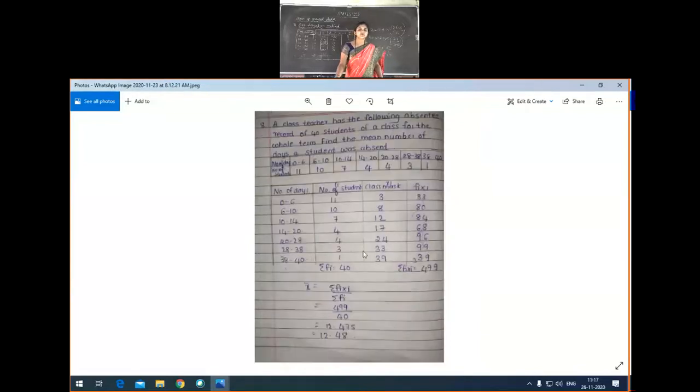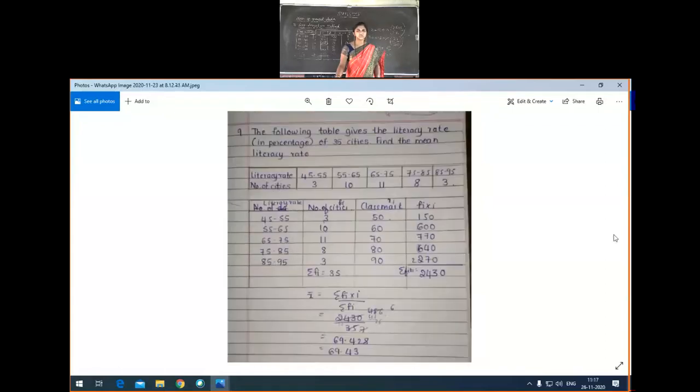Now, the eighth problem is also very simple. Number of days, number of students, class mark, Fi xi, then sigma Fi xi divided by sigma Fi, that is 12.48. Got the idea, no? All the problems are same to same.